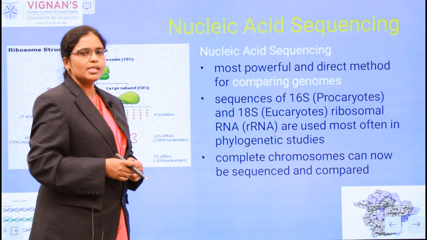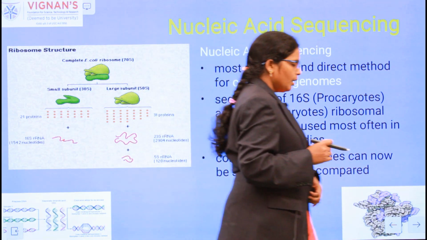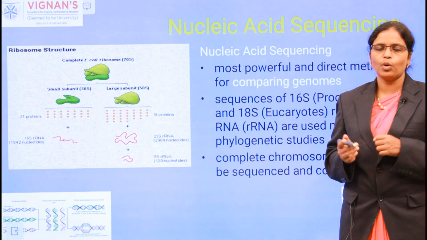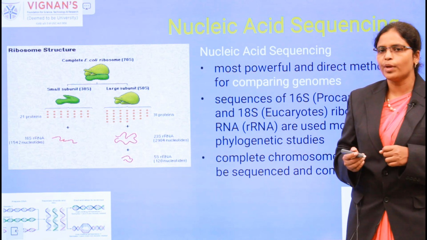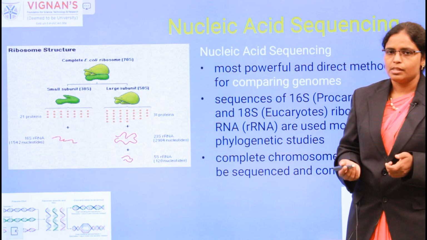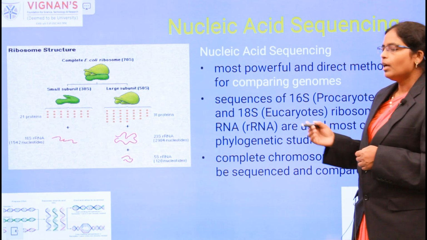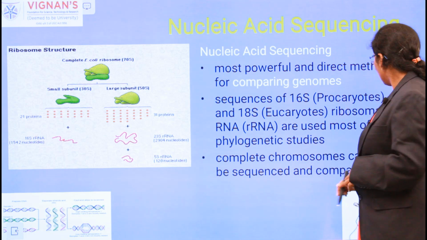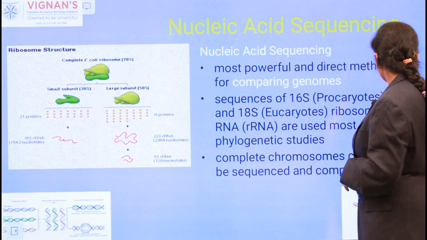Next, another one is nucleic acid sequencing. Here, for the genetic material, the DNA, what is the genome size and what are the nucleotides present in the genome, we can sequence with the help of a nucleic acid sequencer, nothing but a DNA sequencer. For example, if you take microorganisms here, in this case, we will use this 16S.